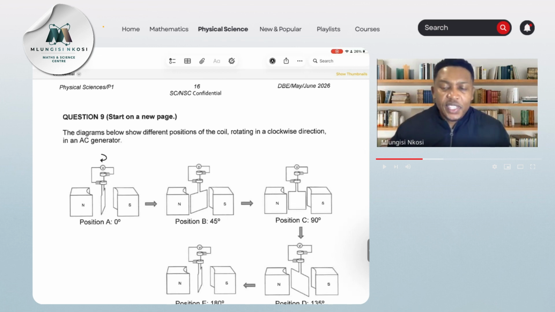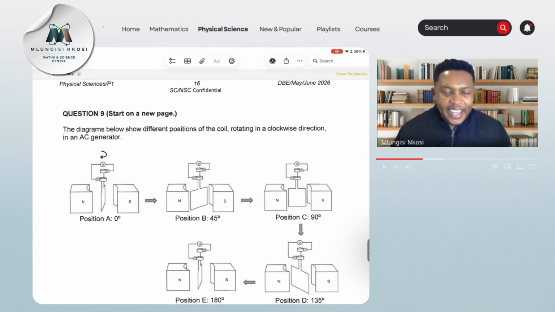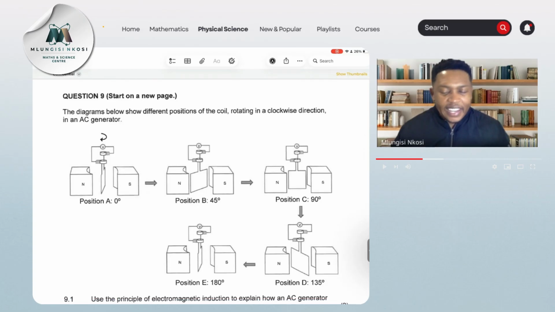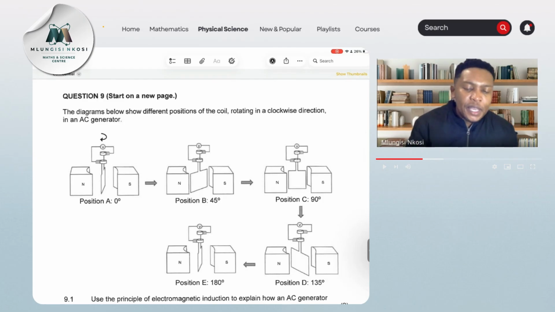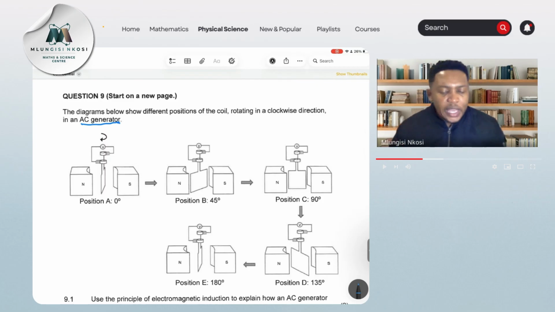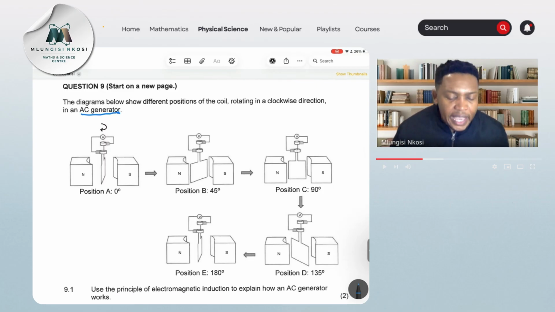Right, and so we start with question number 9. It is electrodynamics. They say to us the diagram below shows different positions of the coil rotating in a clockwise direction in an AC generator. Please keep in mind the moment they tell us that we've got a generator, we know that we're going to use the right-hand rule, right? Okay, so they say at position A, we are at 0 degrees.